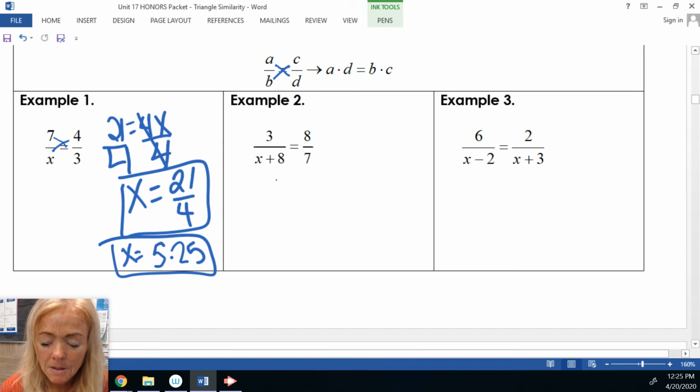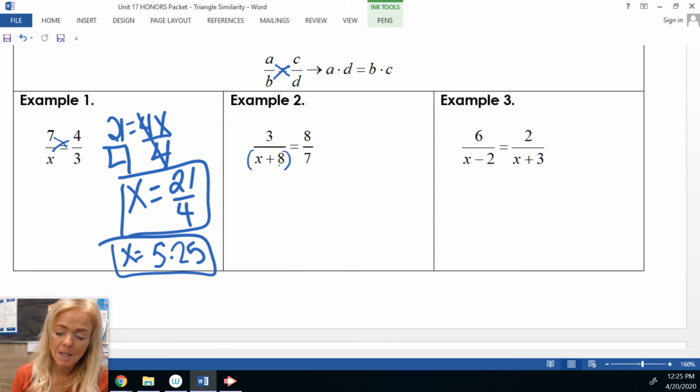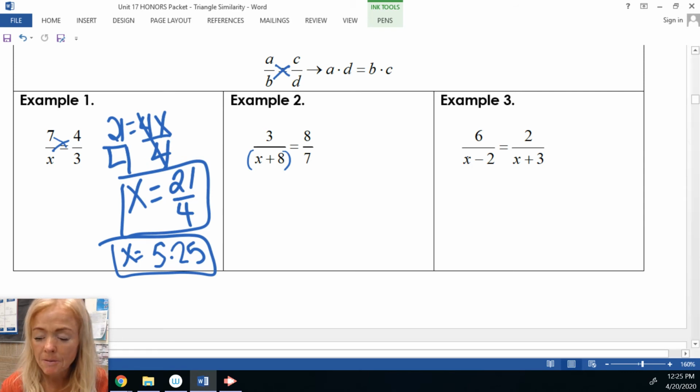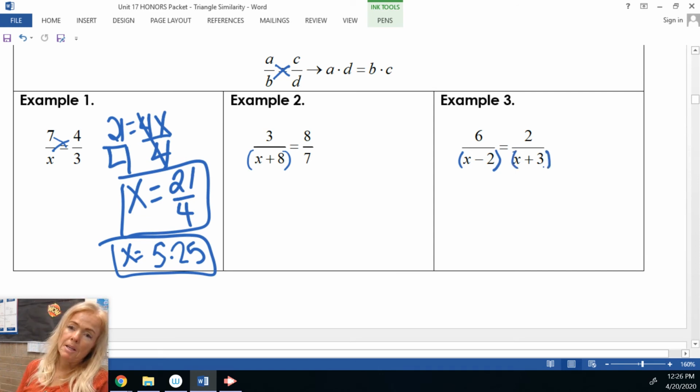It's all good. All right, now when I have x plus 8, that's a binomial. So that means there are two parts to it. There's an x and then a plus 8. So a lot of times when I'm performing these, what I'm going to ask you to do is put parentheses around that x plus 8, or any binomial whatsoever. Over here, I would put parentheses over the x minus 2 and the x plus 3. That reminds us that when we multiply by 8, we have to multiply the entire entity by 8.